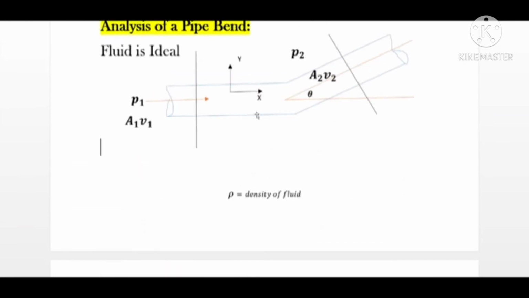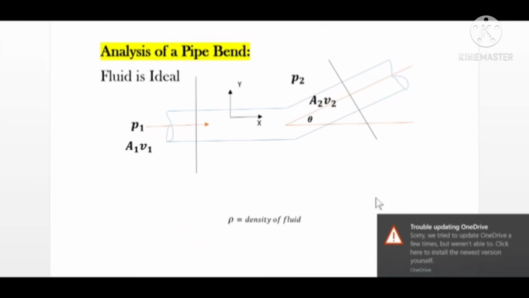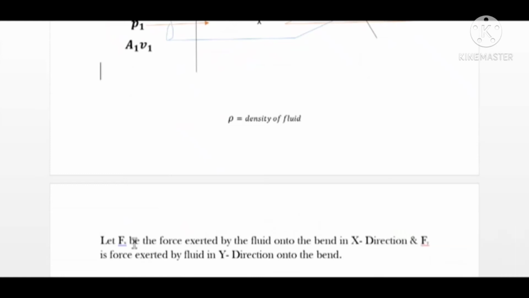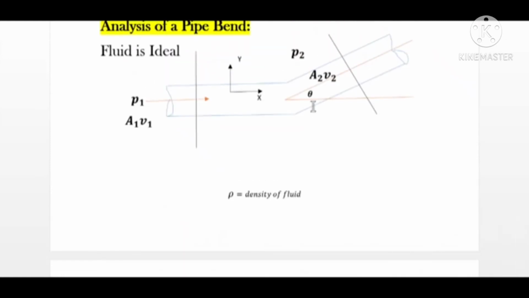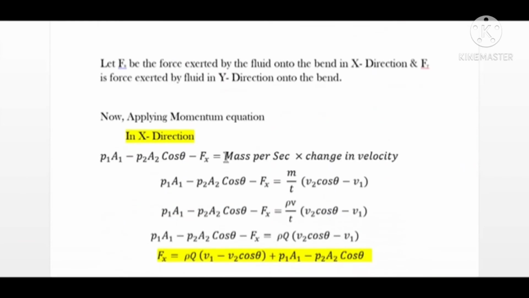Then we have the force acting on the fluid by the pipe bend. As we have assumed the force that is acting on the bend because of the fluid in the x direction as Fx, the bend will exert the same force but in the opposite direction. That is why we have written here minus Fx. That is the force that will be exerted by the pipe bend onto the fluid, because here we are considering the forces acting on the fluid system.